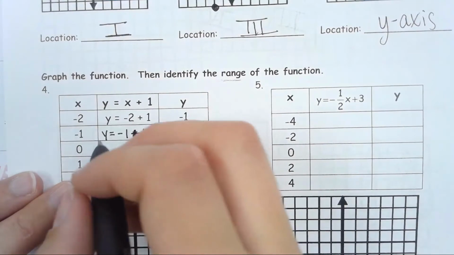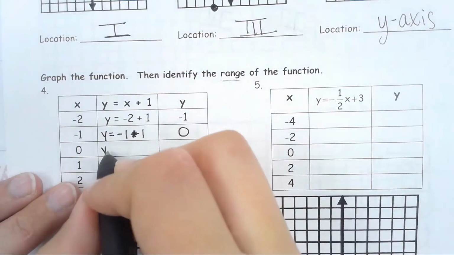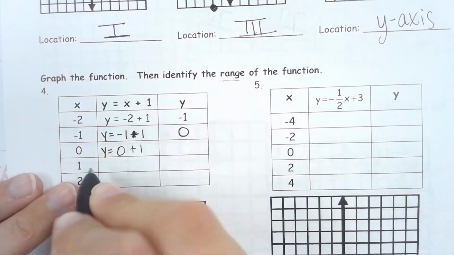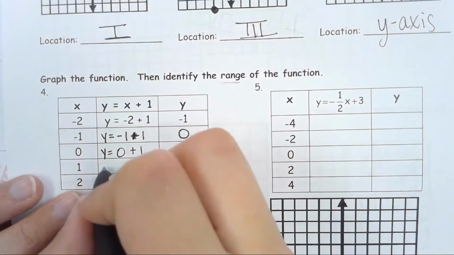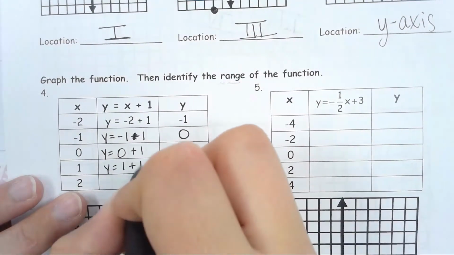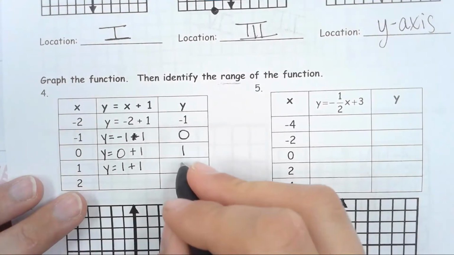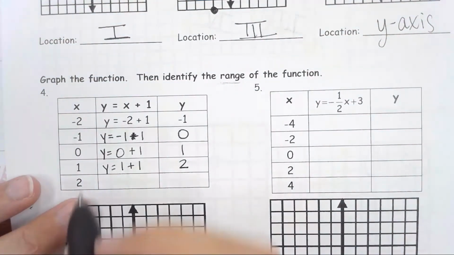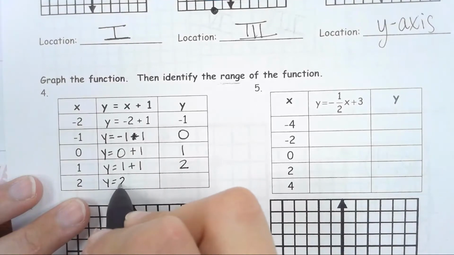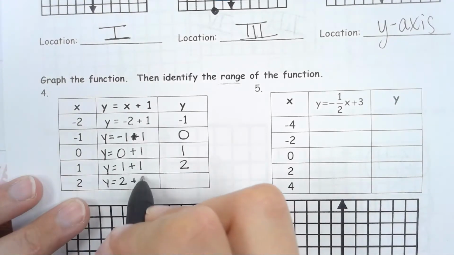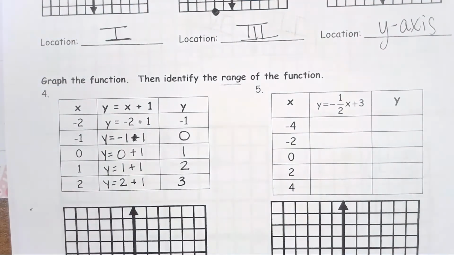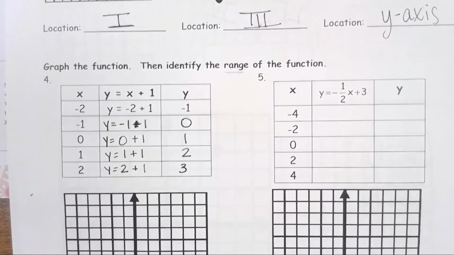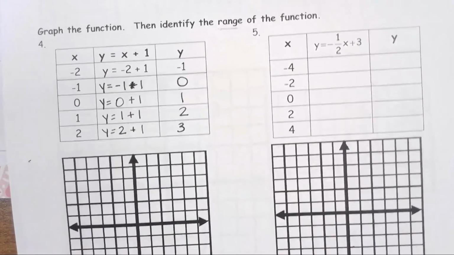Okay, then the next one, so again, I'm substituting 0 in for x, and then solving, so 0 plus 1 is 1. Next one, substitute 1 in, so 1 plus 1 is 2. And the last one, substitute 2 in for x, and then 2 plus 1 is 3. So now what they want us to do is graph that.